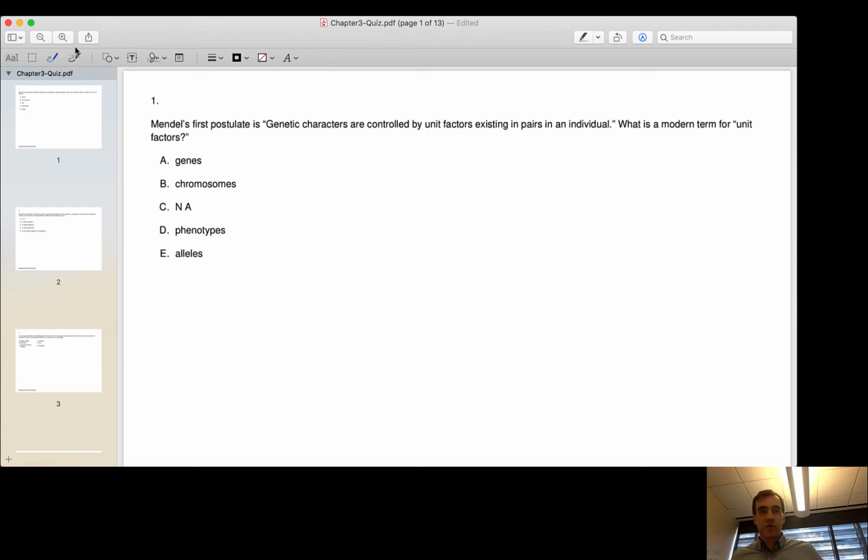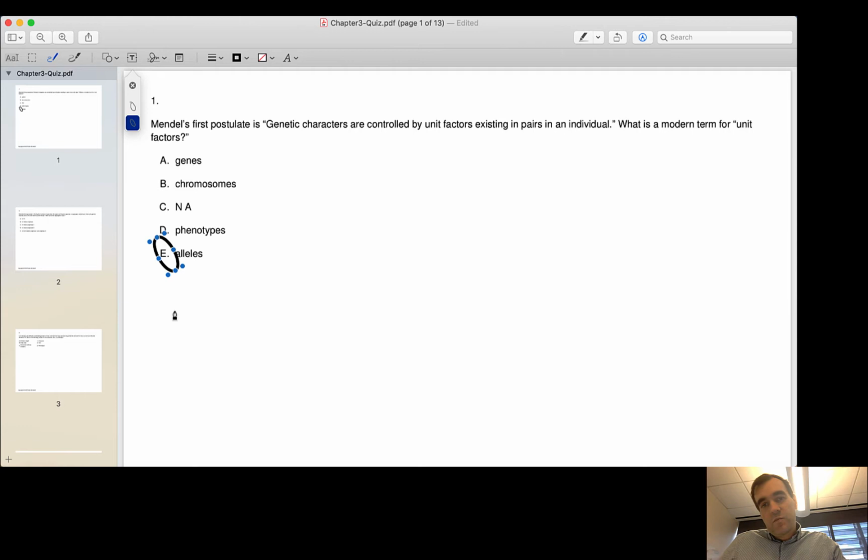Okay, this is a review of quiz on Chapter 3, Mendelian Genetics. Mendel's first postulate is genetic characters are controlled by unit factors existing in pairs in an individual. What is the modern term for unit factors? So the best answer to this is E, alleles.